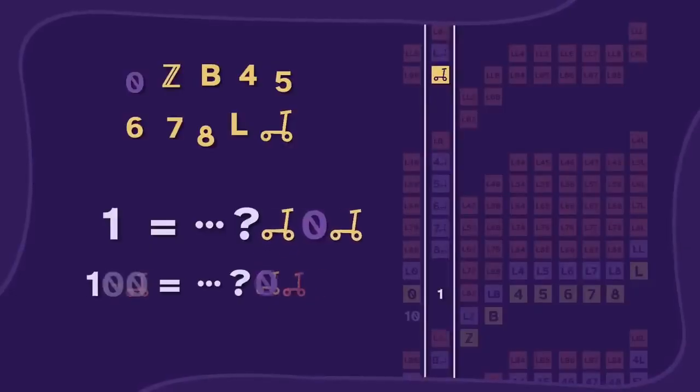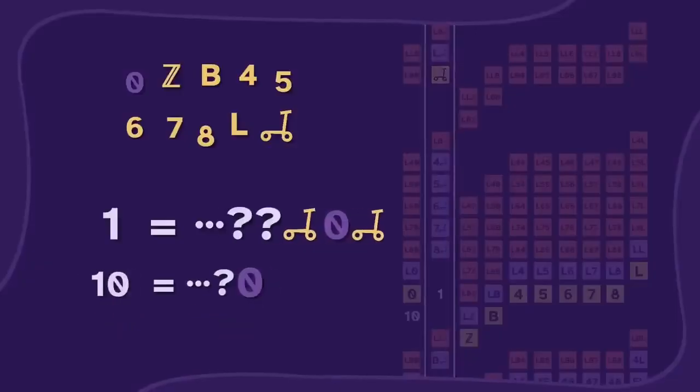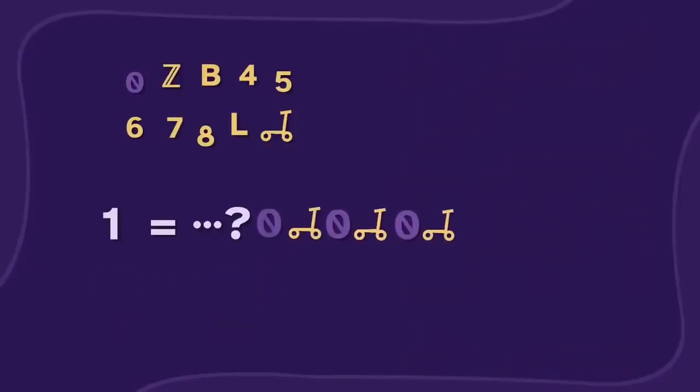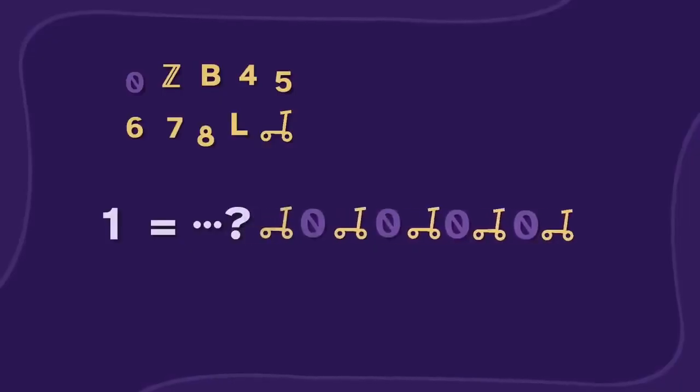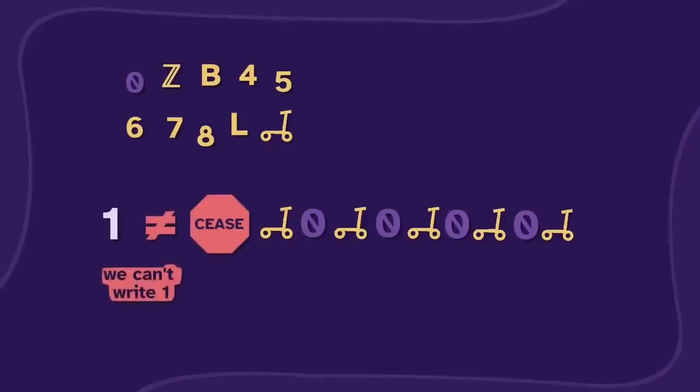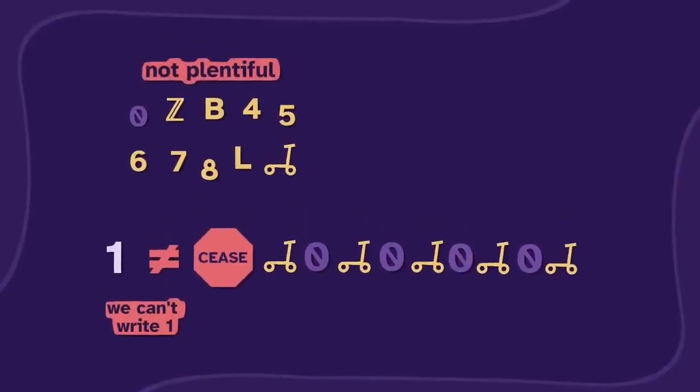Then we subtract and divide, and the next one is 0, and then scooter, and then 0, and then scooter, and so on. This will just keep going. But we need to stop at some point, or we'll end up as a scooter addict. So we can't write 1. This set is not plentiful.